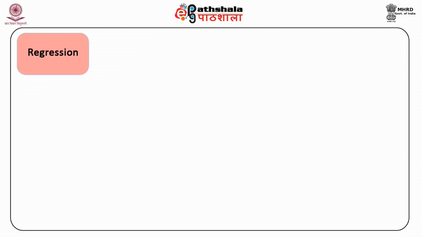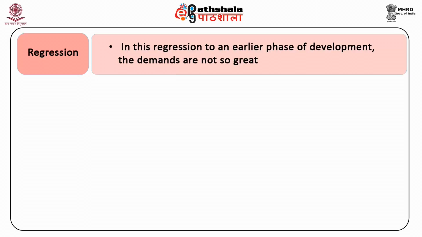Regression. Some people revert to a form of behavior they have outgrown. In this regression to an earlier phase of development, the demands are not so great. In the face of severe stress or extreme challenge, individuals may attempt to cope with their anxiety by clinging to immature and inappropriate behaviors. For example, children who are frightened in school may indulge in infantile behavior such as weeping, excessive dependence, thumb sucking, hitting, or clinging to the teacher. They are seeking to return to a time in their life when there was security.